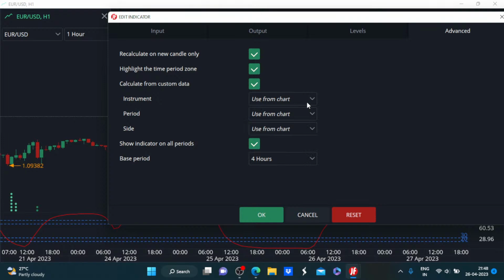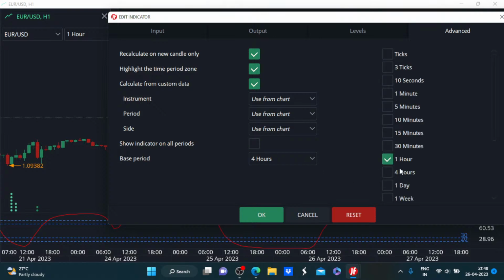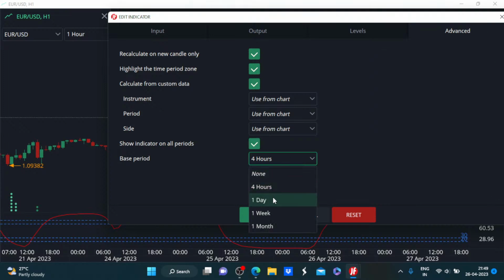Calculate from custom data. The customization can be done in terms of the instrument, candle period, and the spread side. If you want this indicator to be available on all the candle periods, you can have it, or else you can even specify on which particular candle period you want it, and only on that particular candle period you will have this indicator plotted on the chart. And for other candle periods you can add other indicators and those will show up there, so you can have multiple data points, multiple signals being generated on different time frames, and then you can try to make informed trading decisions by using these multiple data points. The base period can also be varied, but it is not really going to make much of a change in the output. So I'm going to restore it back to 4 hourly.